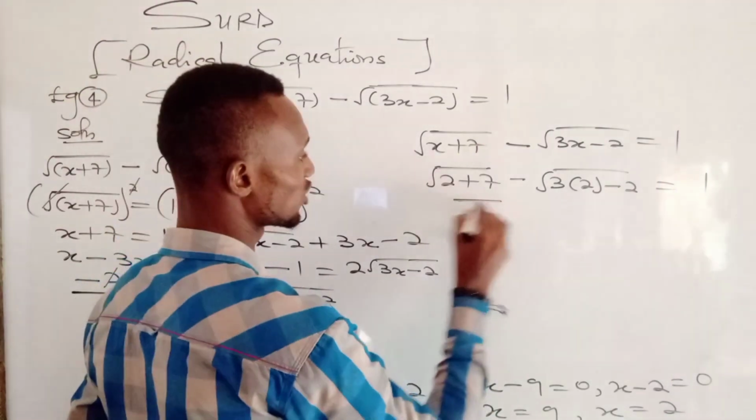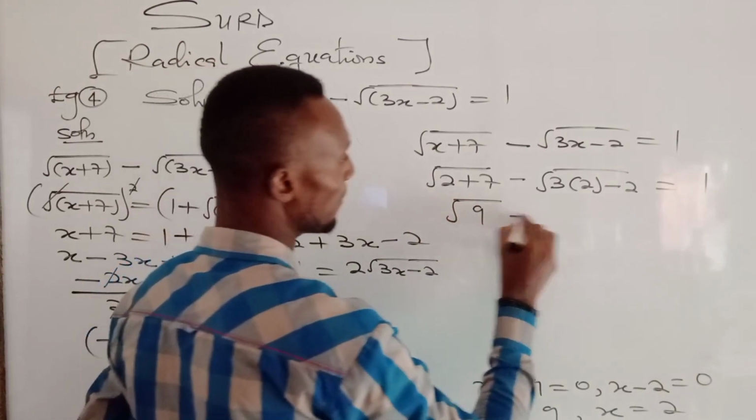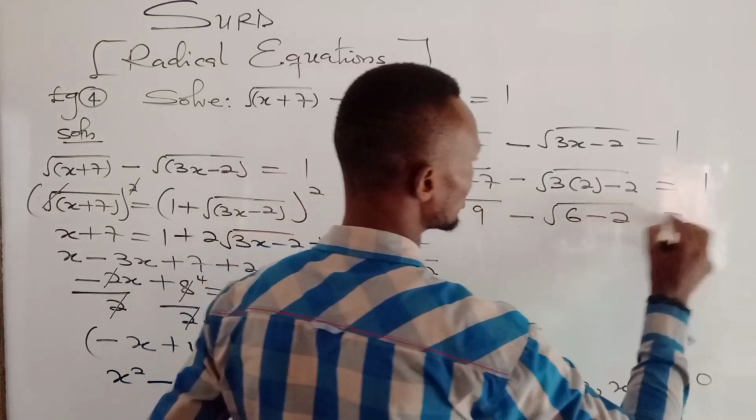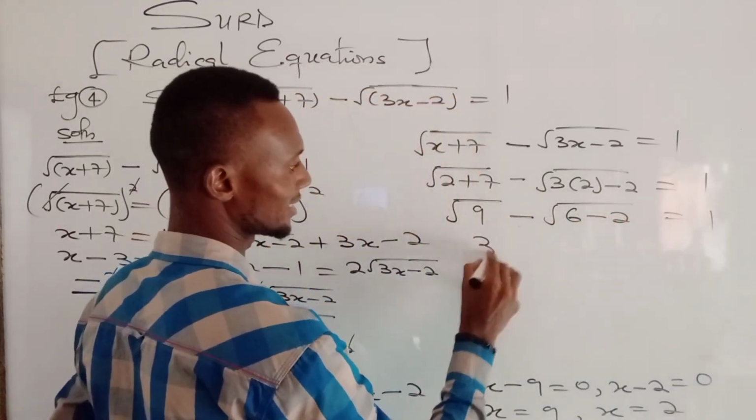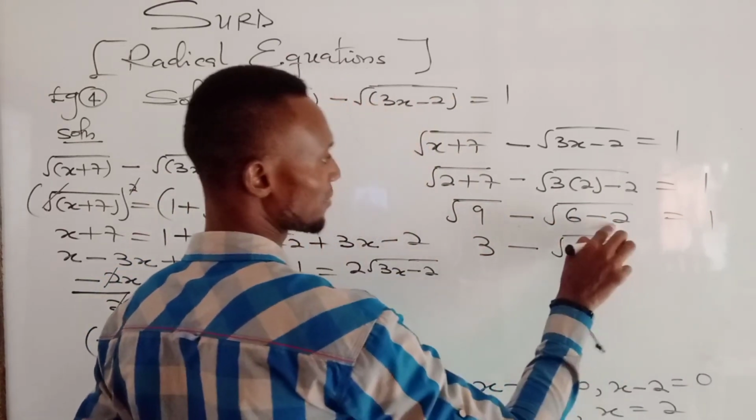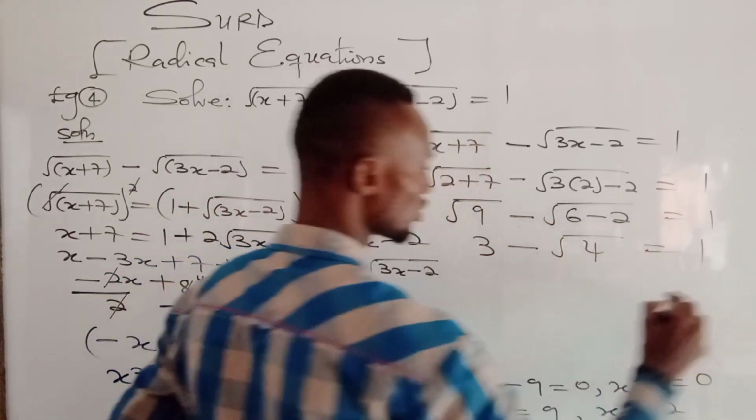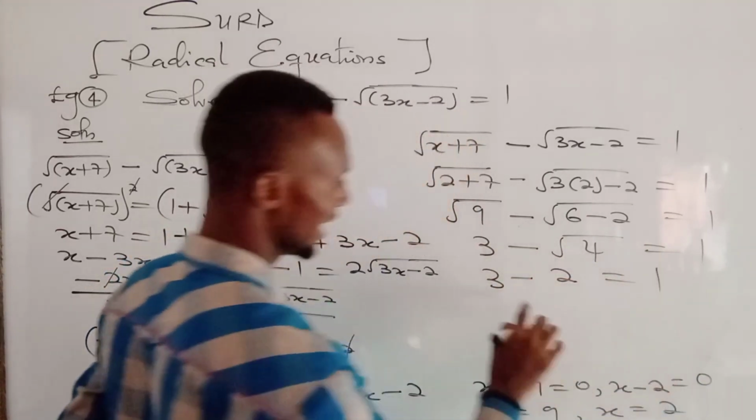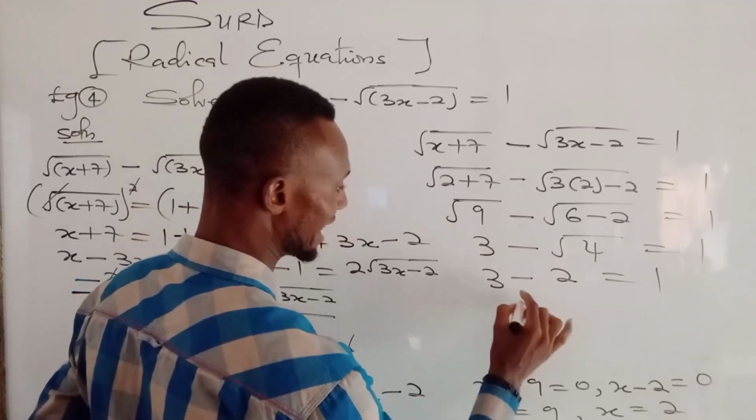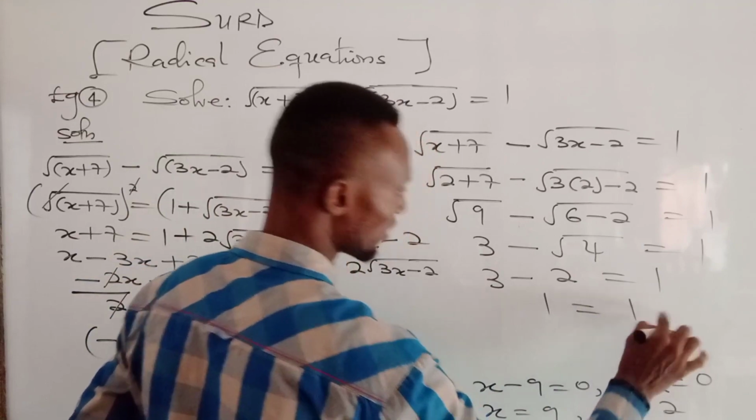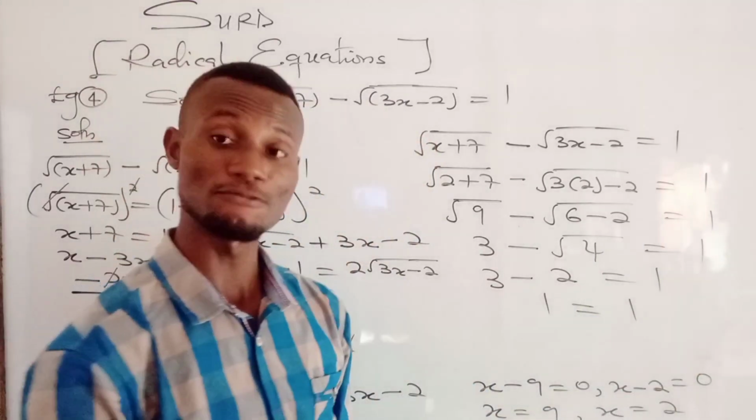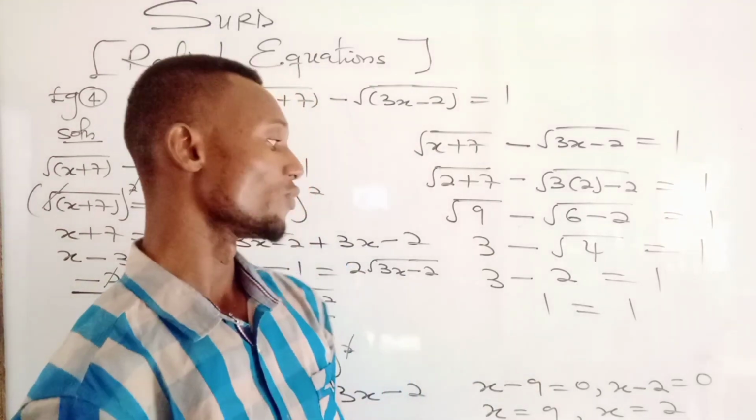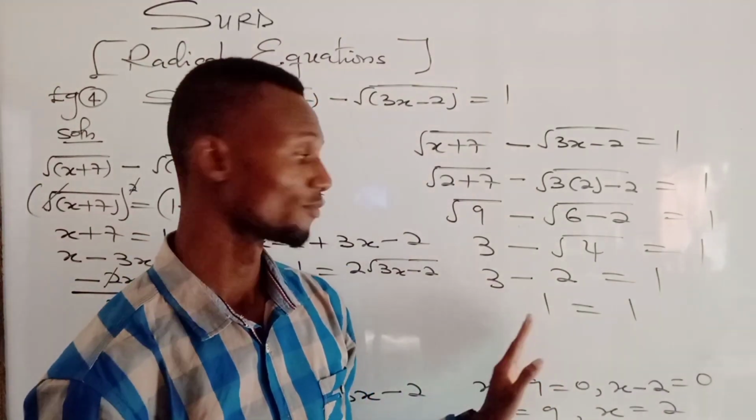So I get square root of 2 plus 7 is 9, minus square root of 3 times 2 is 6, minus 2, should give us 1. So square root of 9 is 3, minus square root of 6 minus 2 gives me 4, should give us 1. So I'm getting 3 minus square root of 4, which is 2, should give us 1. And you can see that 3 minus 2 gives positive 1, which is equal to the positive 1 at the right hand side. So therefore s equals 2 is a solution to the equation, because we are getting the same value as the right hand side.